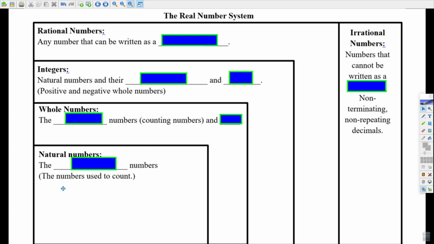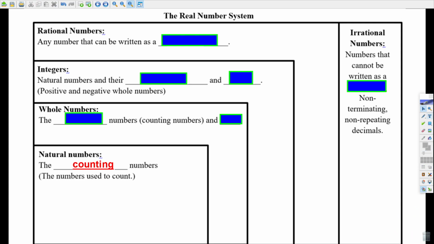So we're going to start at the very basic inside here. You see this is kind of like rectangles within rectangles. So we're going to start at the very basic one down here, which is natural numbers. And we're going to build on these numbers as we go out across here. So the natural numbers, they're the numbers that you use to count. They also call them counting numbers.